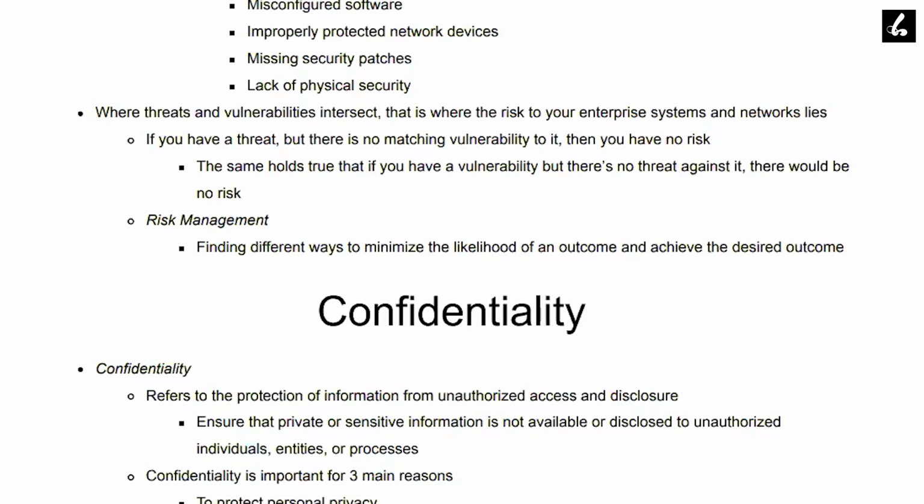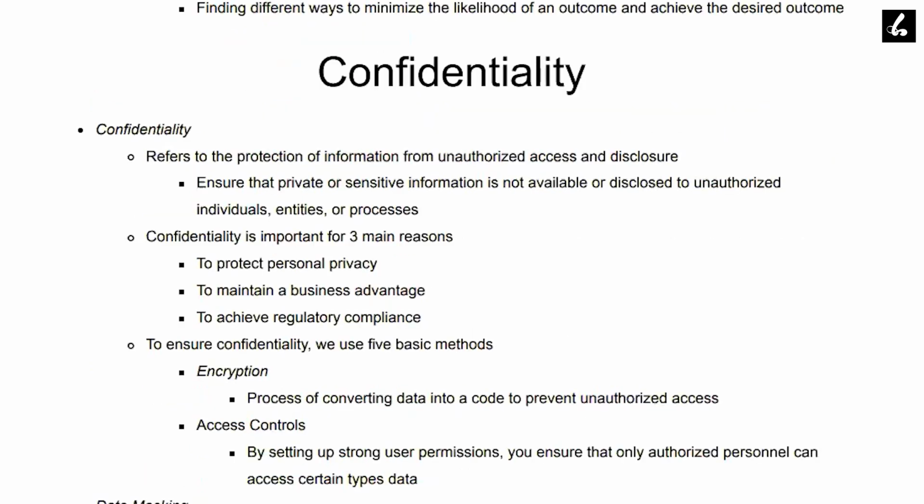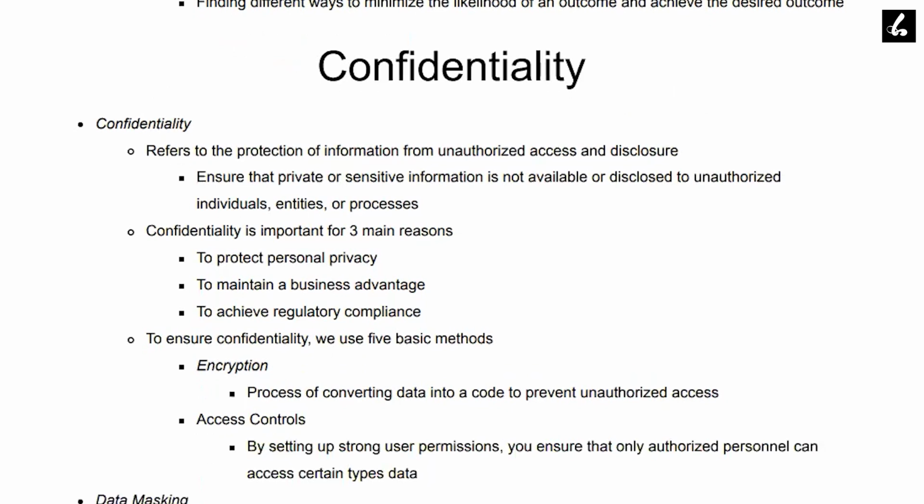Risk management means you need to know how you can manage the risk. You should be able to find different ways to minimize the risk and its outcome. Confidentiality, I already told you, is basically protection of information from unauthorized access. Your information should be private, it should not be leaked, and it can relate to any individuals, entities, or processes.